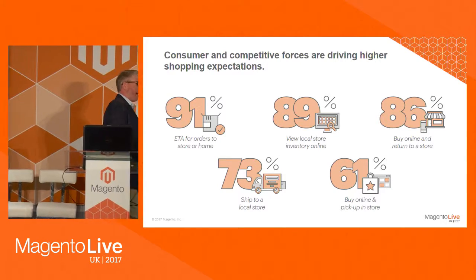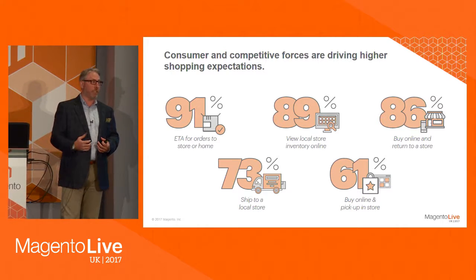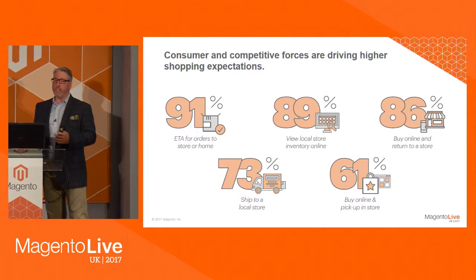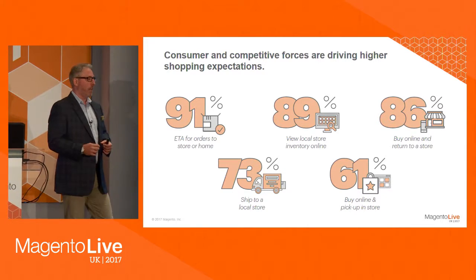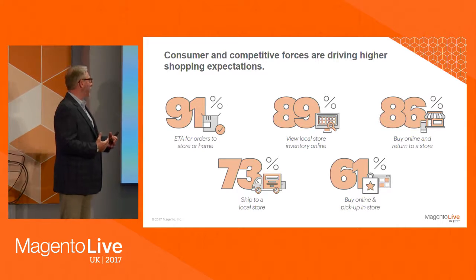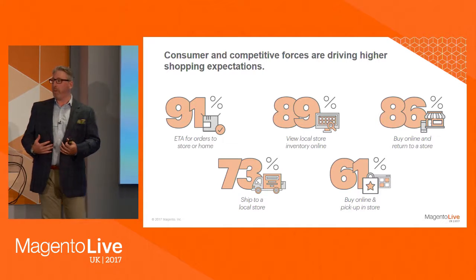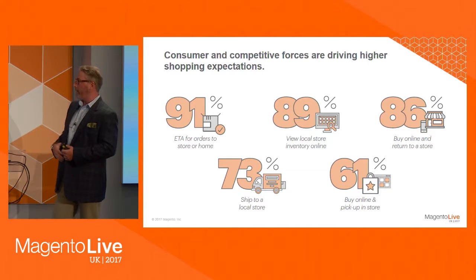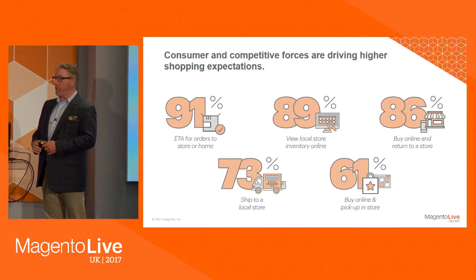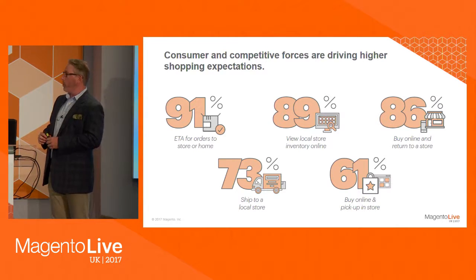So OMS, I could rattle off 50, 60 feature functions and you guys would all leave pretty quickly. But let's talk about what is driving the investment in order management when we think about consumer expectations and merchant upside. So consumer expectations: consumers are expecting a much more robust experience across all channels. They're expecting to know when the delivery of orders is going to happen, right? 91% are expecting estimated time of arrival of orders. They want to be able to view local store inventory online.